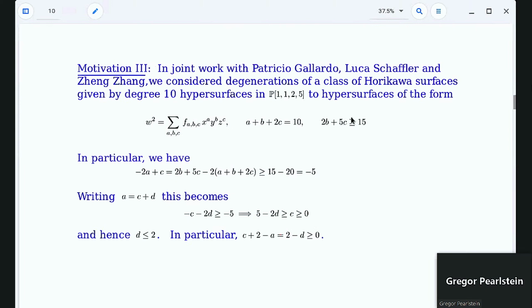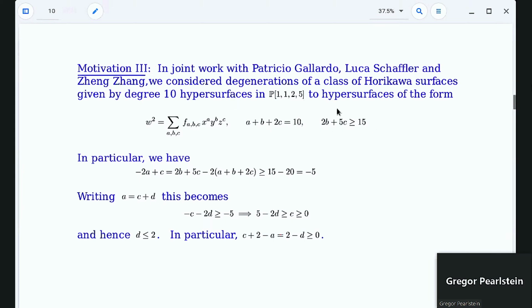Okay, and now more recently, I'll talk about a third motivation. This was joint work with Patricia Gallardo, Lucas Schaffler, and Deng. Here we were considering generalizations of a class of Horikawa surfaces, which are given by degree 10 hypersurfaces in P(1,1,2,5) of the form... Let me put in the degrees: W is degree 5, X is degree 1, Y is degree 1, and Z is degree 2. So this A plus B plus 2C is just the standard condition of homogeneous degree 10.